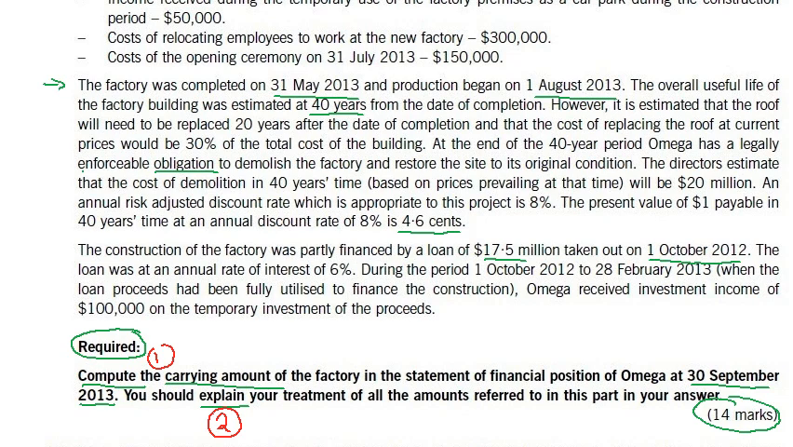2012. The loan was at an annual rate of 6% during the period 1st October 2012 to 28th February 2013, when the loan proceeds had been fully utilized to finance the construction. Omega received investment income of 100,000 on the temporary investments of the proceeds. In this paragraph, the borrowing costs for construction of an asset are examined. Let's review them and then we will go to answer it in the question.